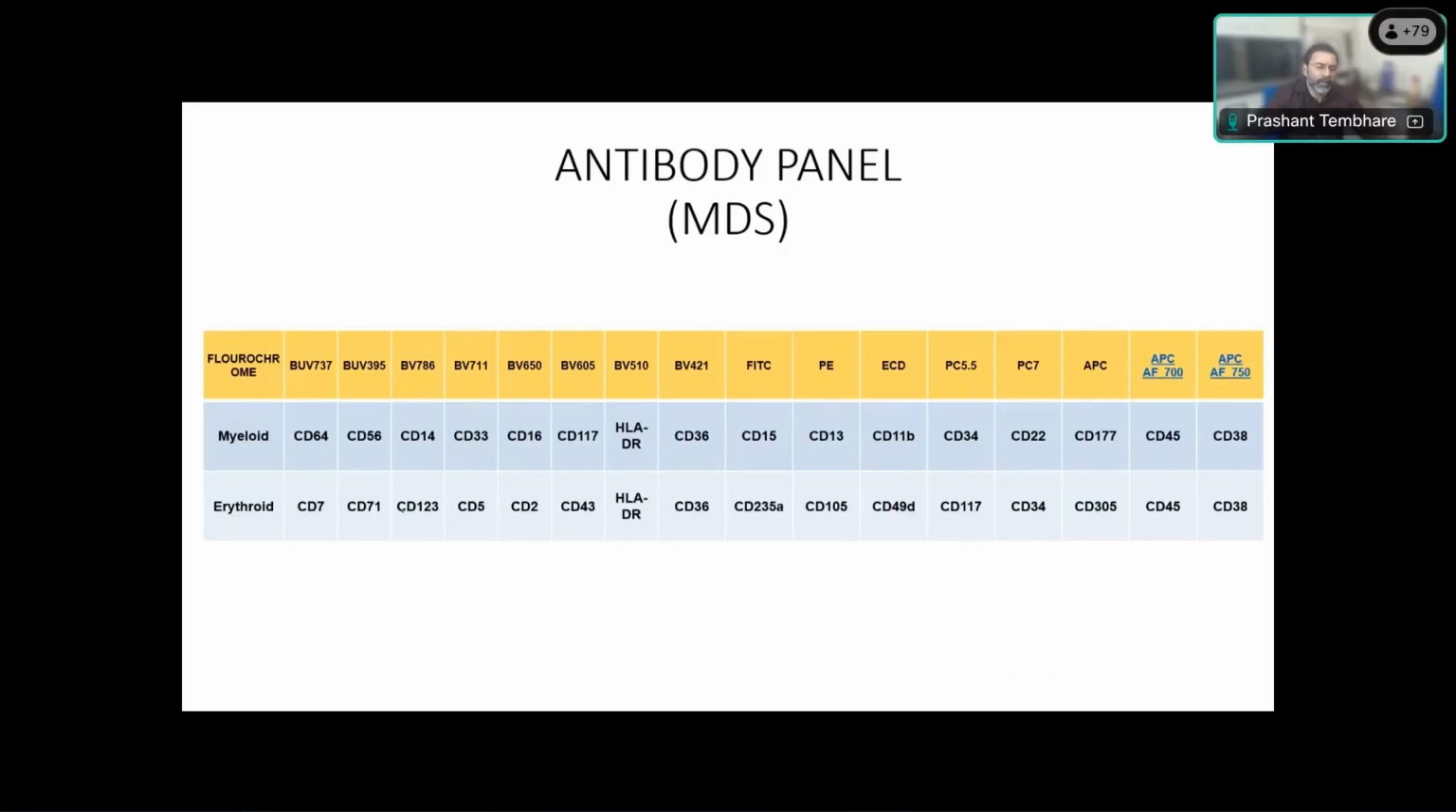We have done flow cytometry in addition, looking at both myeloid and erythroid lineages, because we want to study both. So we have two 16-color tubes. In the myeloid tube, we have granulocytic markers, monocytic markers, and blast markers, and in the other we have the erythroid markers.